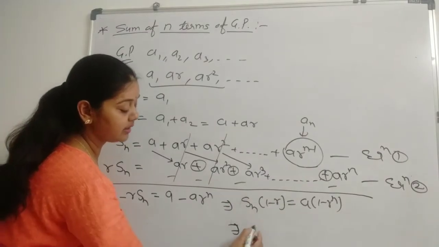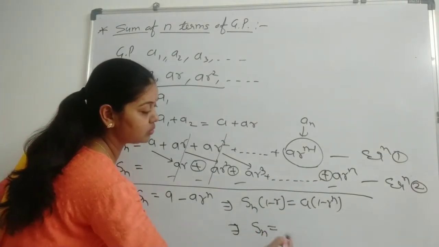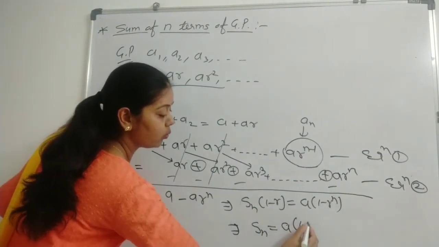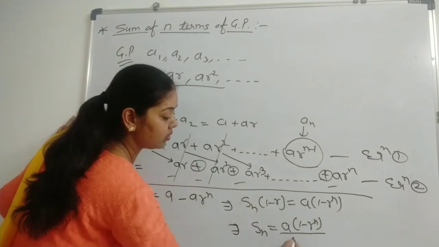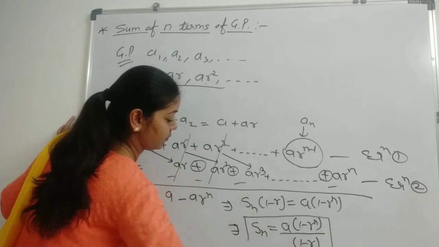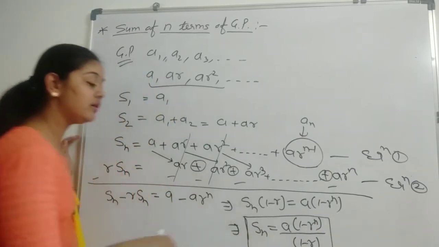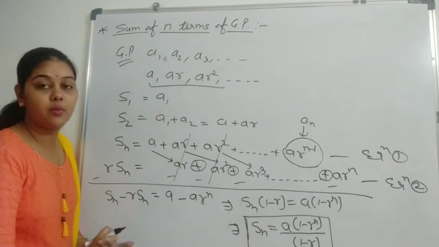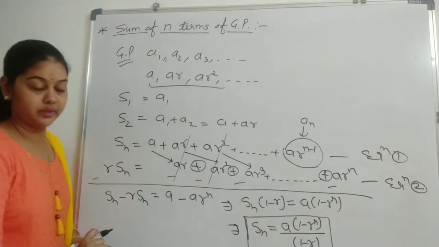Or I can write like this: Sn will be equal to a (1 minus r raised to power n) upon 1 minus r. This is our required sum of n terms of a GP.